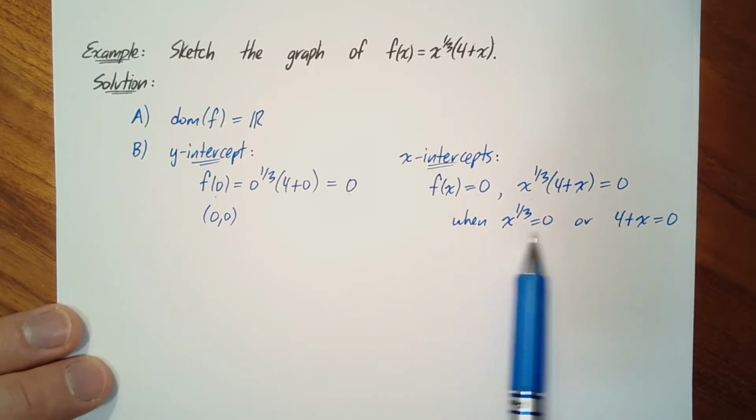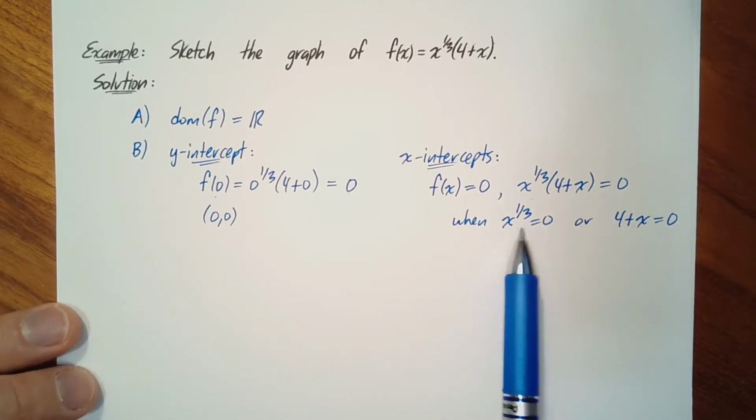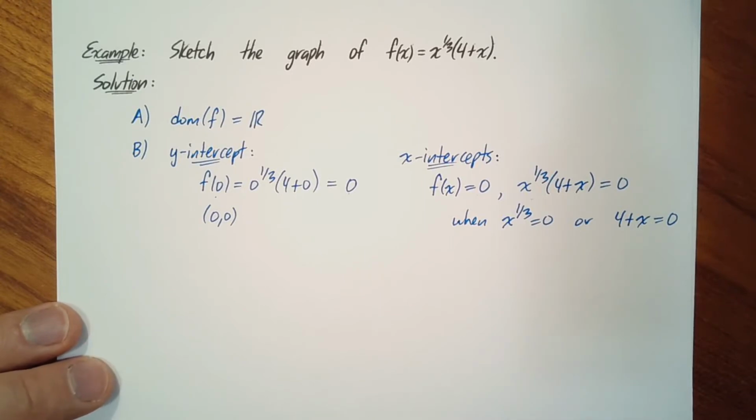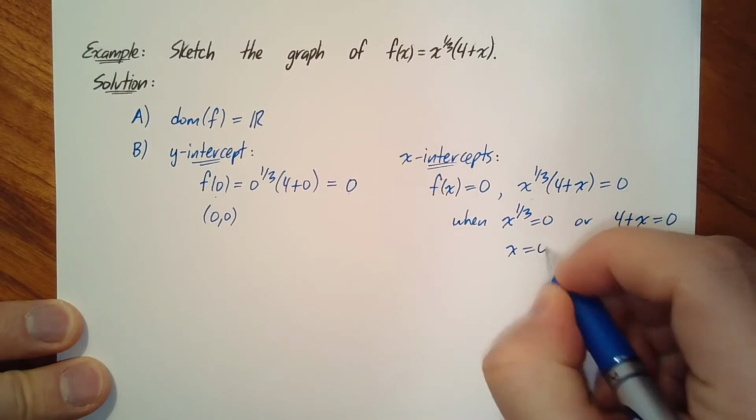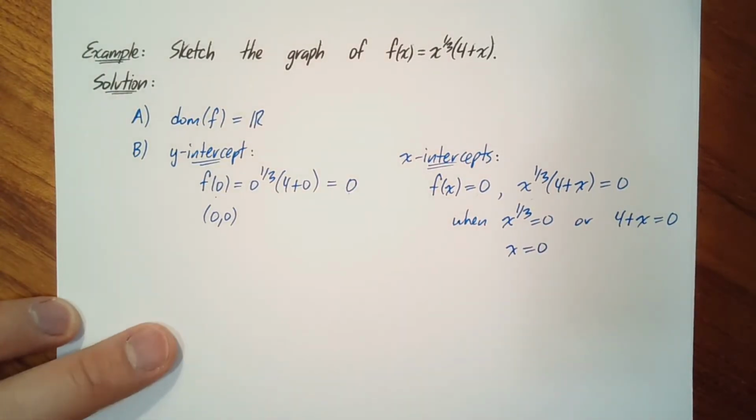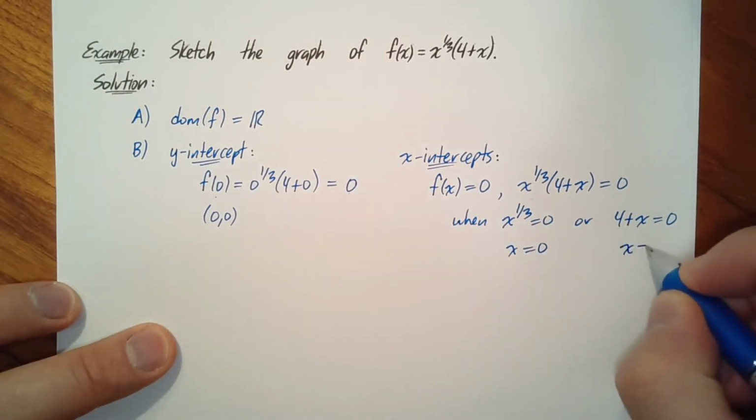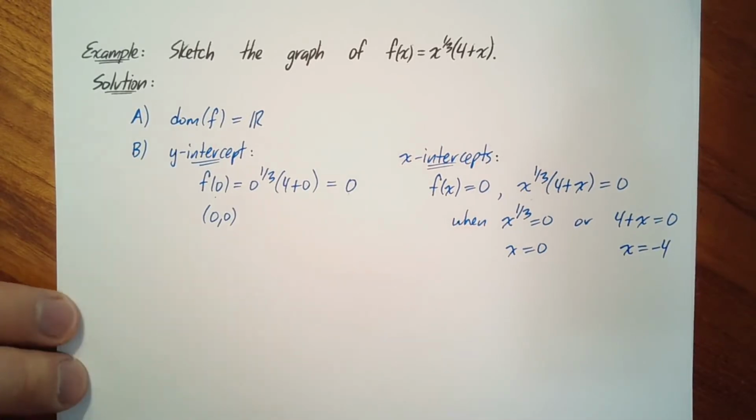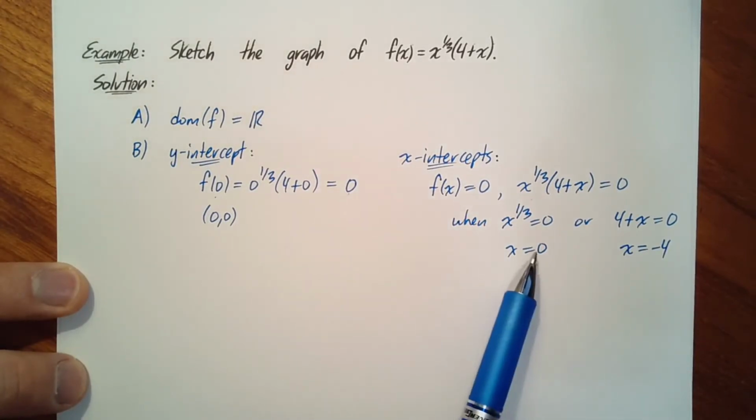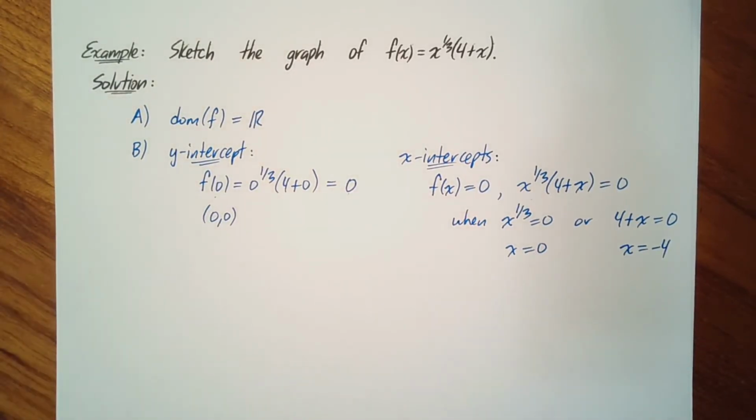So when does that happen? When is the cube root of x going to be 0? That's really what this is. The cube root of x is going to be 0 exactly when x is equal to 0. So this gives you the solution x equals 0, and this one's going to give you the solution x equals -4. Okay, so any x-intercept is going to automatically have a y-coordinate of 0, because everything on the x-axis has a y-coordinate of 0.